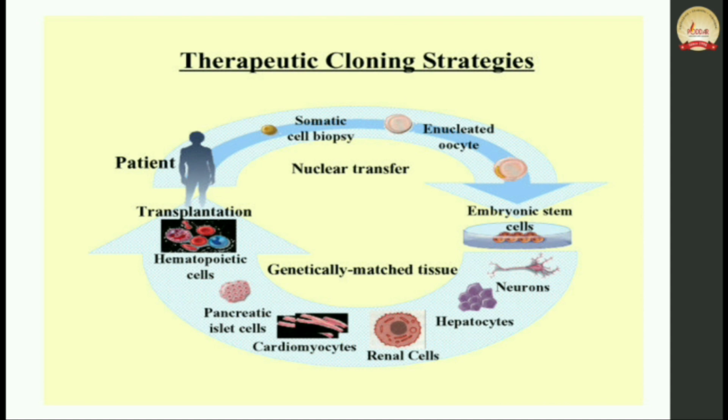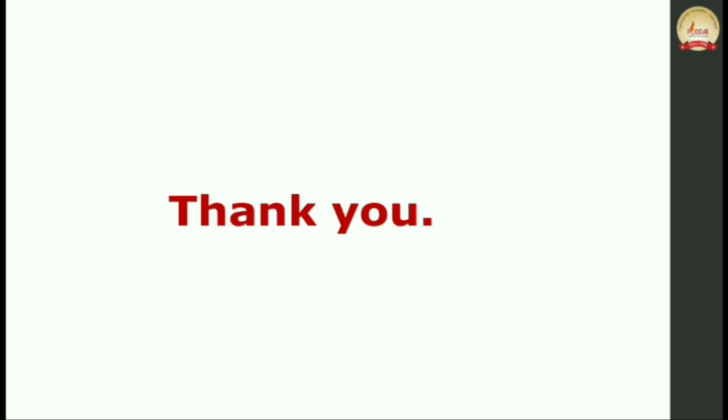and this blastomere condition consists of embryonic stem cells, which means these cells can form any other type of cell, such as neurons, hepatocytes, renal cells, cardiomyocytes, pancreatic islets, hematopoietic cells, any kind of cell, and we can trigger them and implant them into the patient's body, and we can solve the patient's problem related to their organ failure. Thank you.